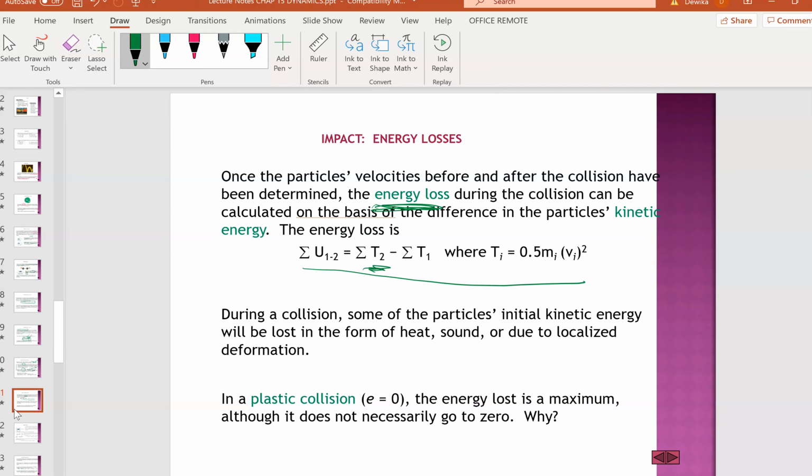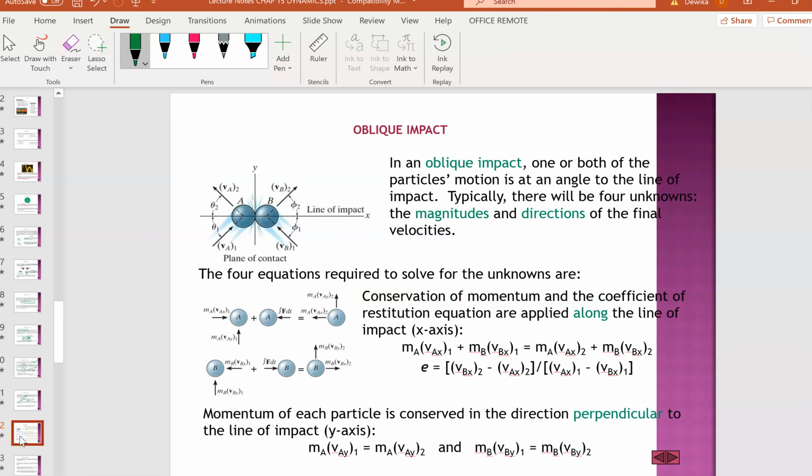That's the reason why we use T2 minus T1. Remember what T is? T is half mv squared. So 2 means for case number 2, the final, and then we have half mv1 squared for the initial. Okay, so that's about it. Next we'll be moving on to the oblique impact.